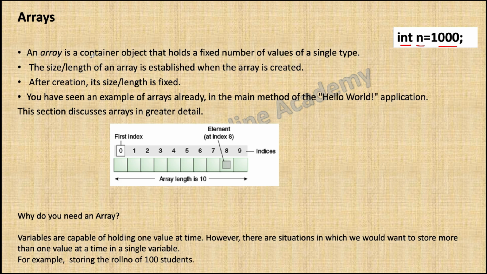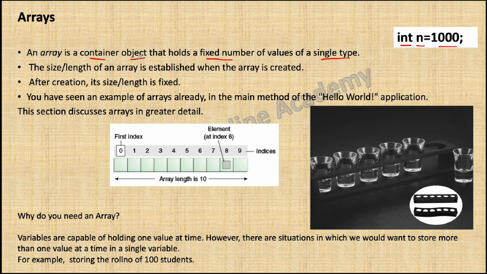What is an array? An array is a container object that holds a fixed number of values of a single type. Try to understand every word of this line. Point number 1, in Java, arrays are objects. Point number 2, an array is a container object. What do you mean by a container? Take a real life example.